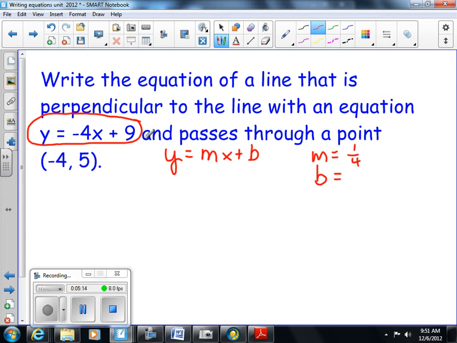Now here's where you're going to mess up. Do I need this equation anymore? Nope, I'm done with it. Once I've gotten that bit of information about what the slope of my new equation is going to be, I'm done with it.